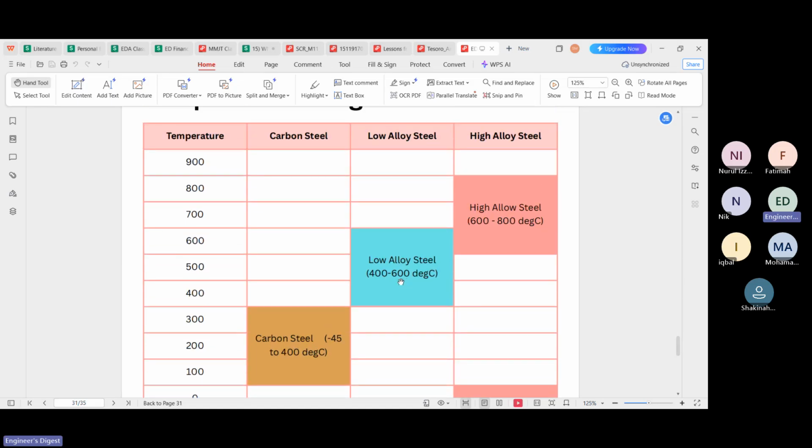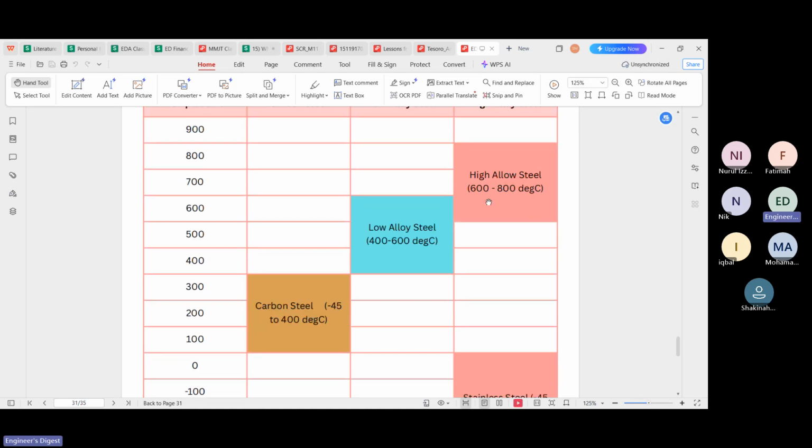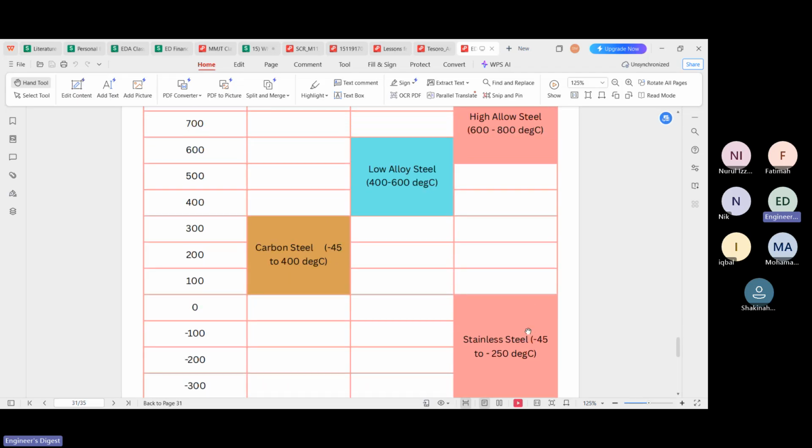If you need higher than 600, then you go to high alloy steel. High alloy steel is actually stainless steel. Stainless steel has very good coverage, but it is pricier. The coverage is between 600 to 800 degrees Celsius on the high side. On the low side, it can go down to minus 250 degrees Celsius. So stainless steel is a better material, but if your design temperature is not going to be very low or very high, for cost optimization purposes, you start with carbon steel or low alloy steel.